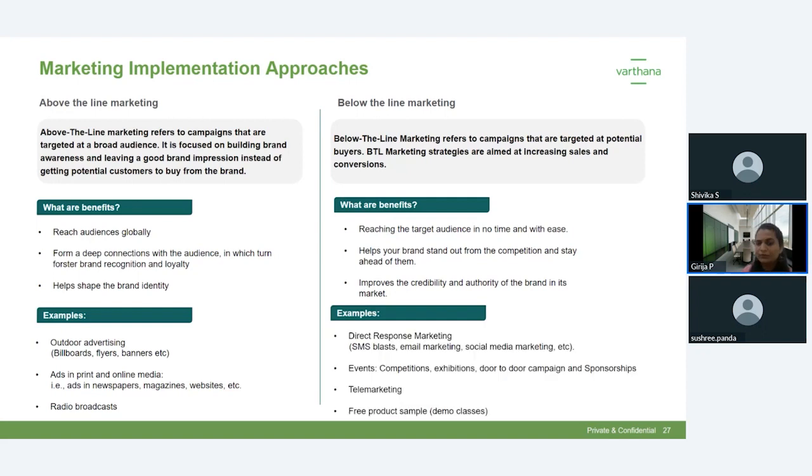You can use direct response marketing. So for example, if you are giving discounts to parents on admission fees or something, you can send an SMS to them, email them. You can use social media marketing. You can advertise this discount on various social media.